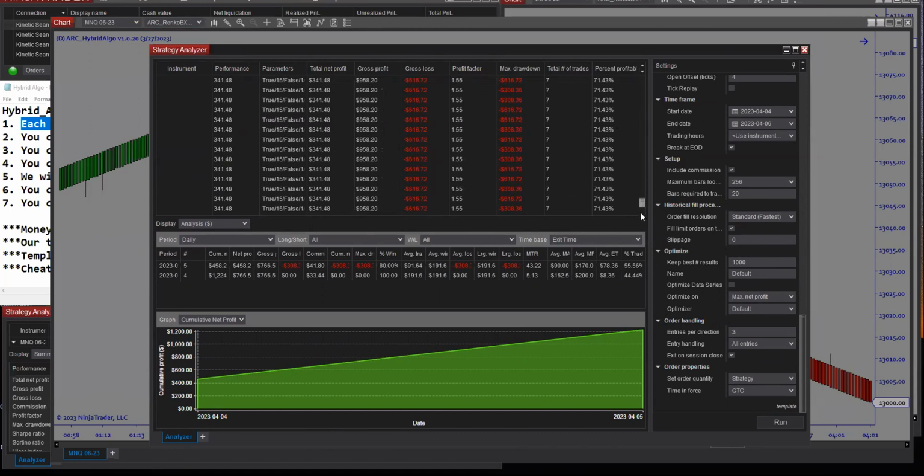So I have the ability to go through and look at different sets of data. That's why I like to let the data tell me. What I can do is sort by net profit, from highest to lowest. I can sort by max drawdown, and you can see I can sort by lowest drawdown. I didn't have a drawdown over here. There weren't any losing trades.